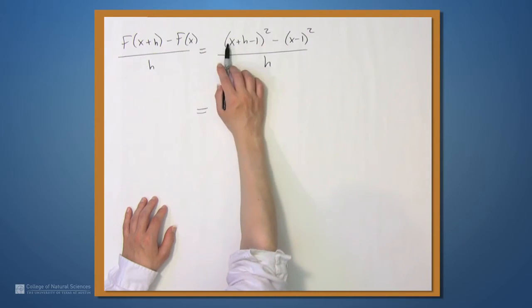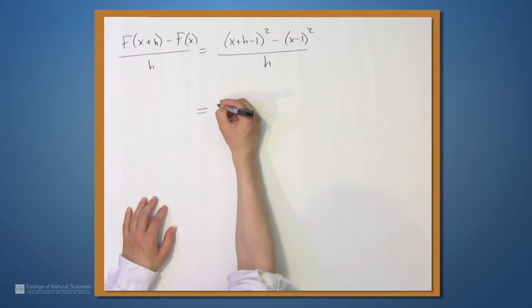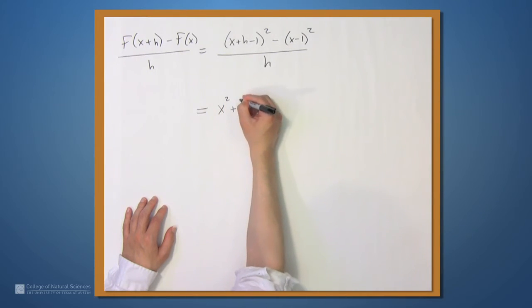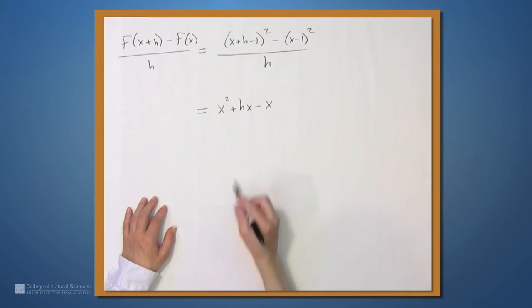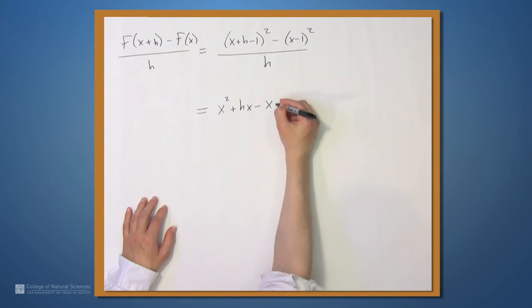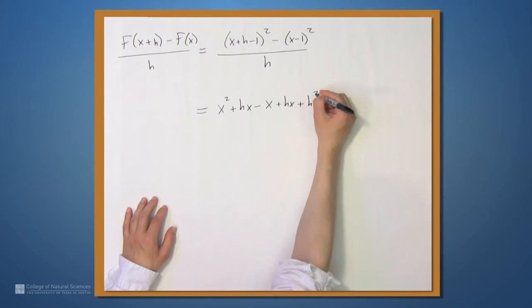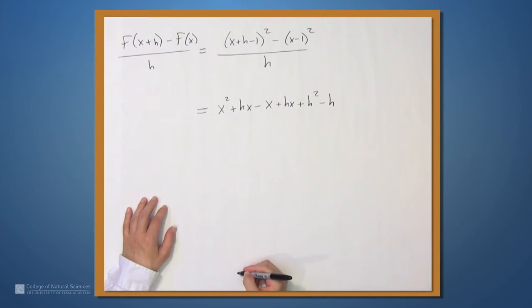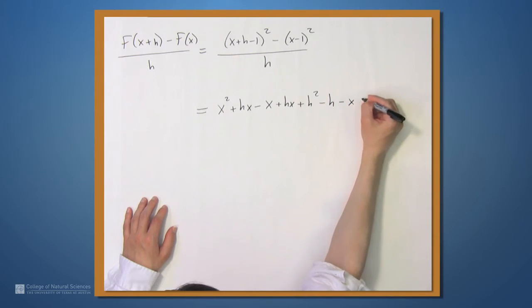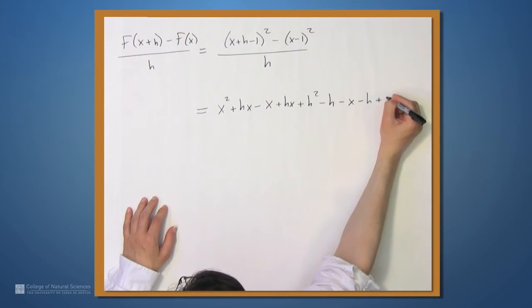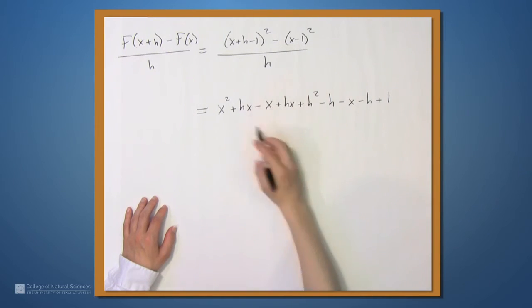So the first step here is going to be to expand all the stuff that's going on the top. So if we multiply out this first part, we get x times all three terms. So we get x squared plus hx minus x. And then we get h times all three terms. So plus hx plus h squared minus h. And then minus 1 times all three terms. So minus x minus h plus 1. And now we subtract this thing.